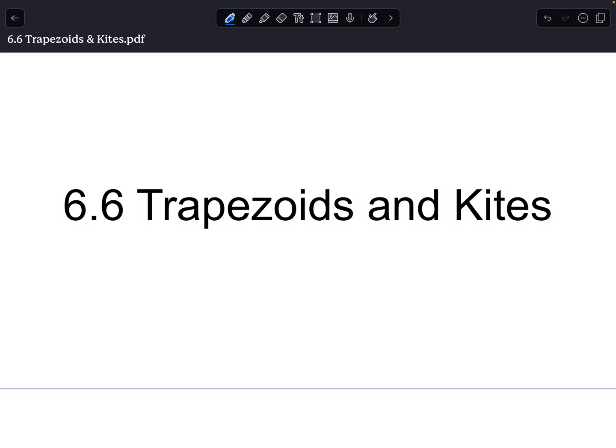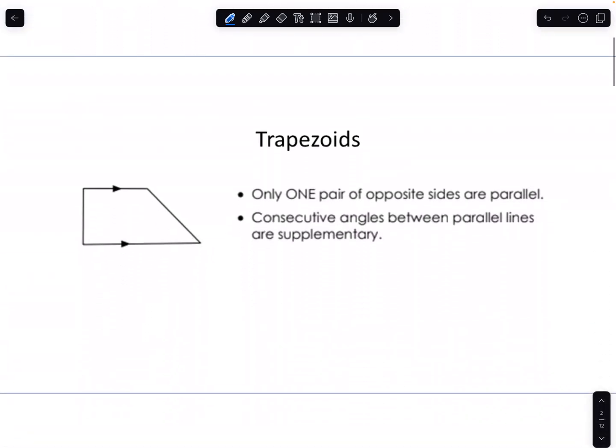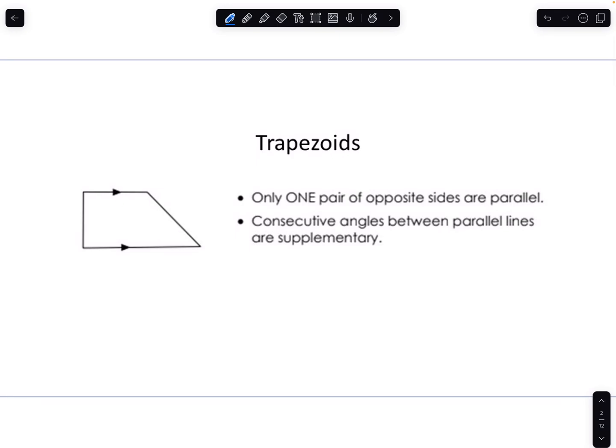So let's begin with trapezoids. We will be talking about several types of trapezoids or different aspects of a trapezoid. We'll start with the most basic trapezoid. You will know that you're seeing a trapezoid when you recognize that there's only one pair of parallel lines. Notice how this line and the line below it are both parallel, hence these arrows.